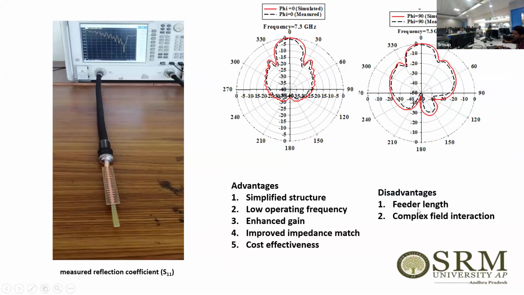And what are the disadvantages? Feeder length. This feeder length is very high and has to be reduced. That is the disadvantage here. And complex field interactions: we can't exactly differentiate which field is which, we can't differentiate radiating or non-radiating fields here. So that is one of the disadvantages.